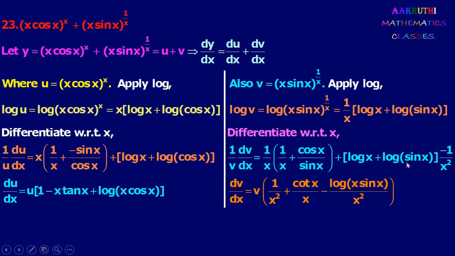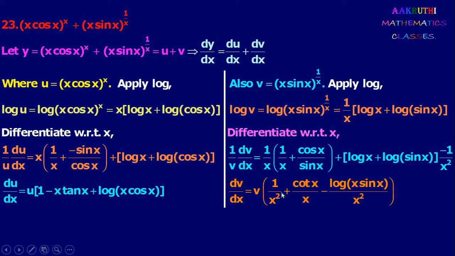log x plus log sin x, it is of the form log a plus log b, and we can write it as log a into b. So therefore log x plus log of sin x can be written as log of x into sin x. So therefore it is log of x sin x into minus 1 by x square is minus log of x sin x by x square.